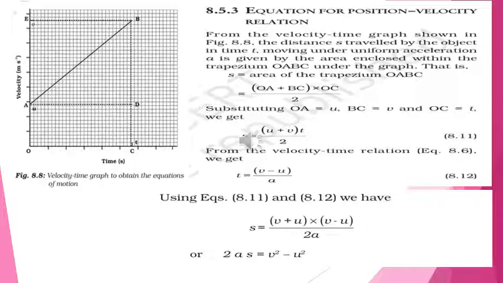Now my dear students, you are aware of this identity, A plus B, A minus B equals what? A square minus B square. So that identity we will use here. So you will get, and also we will shift 2A to the left side. So that becomes twice AS equals V square minus U square. So this is the third equation of motion.